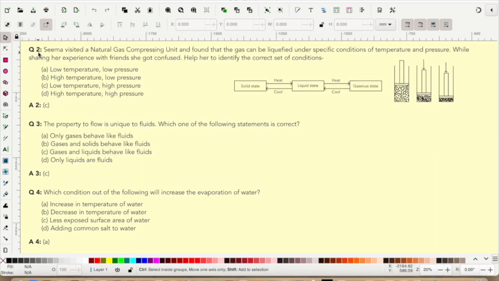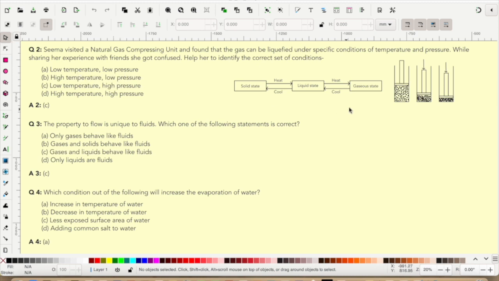Second question. Seema visited a natural gas compressing unit and found that the gas can be liquefied under specific conditions of temperature and pressure. While sharing her experience with friends, she got confused. Help her to identify the correct set of conditions. We have to identify temperature and pressure conditions.